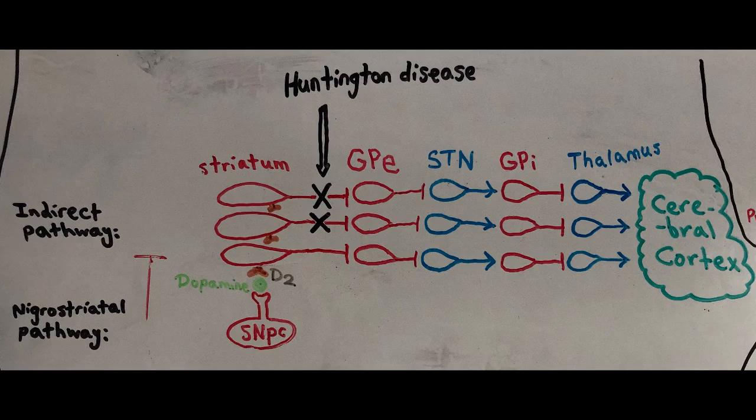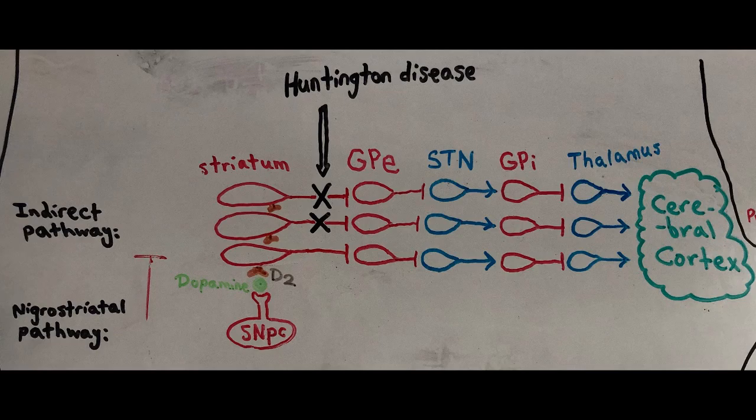And so that's what's depicted by the SNPC, the pars compacta of the substantia nigra, sending out dopamine to those D2 receptors within the striatum, which is the putamen and caudate nucleus. So basically what's happening during Huntington's disease is that you're having destruction of some of the neurons within the striatum.